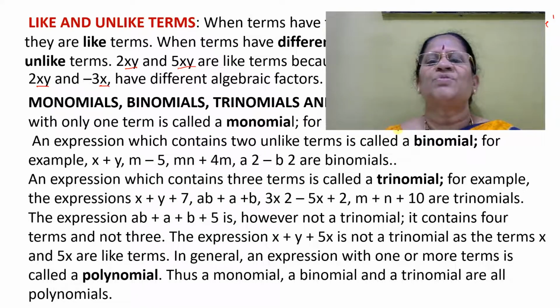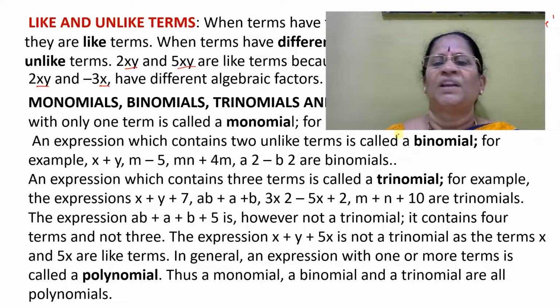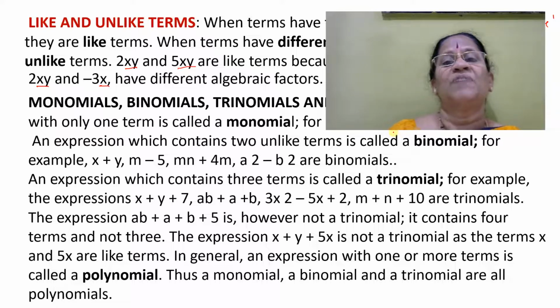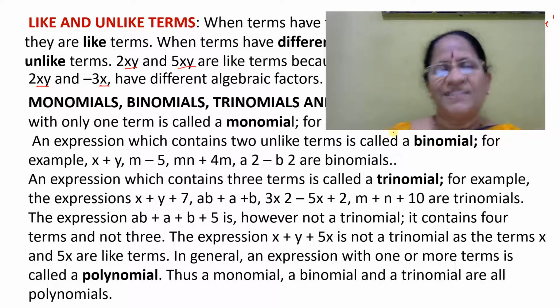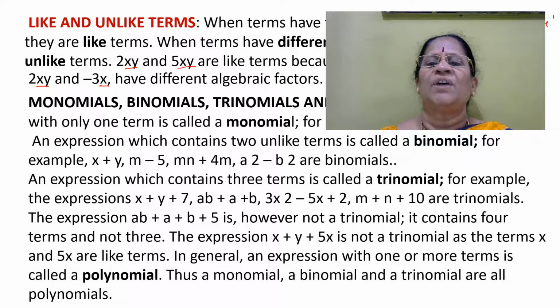Now don't get confused and take 7xy as a binomial. No, a binomial or trinomial should have either a plus or minus sign in between. Here we have multiplication. Multiplication of two terms is the same term only. It is considered as a single term. So these are the examples for monomials.